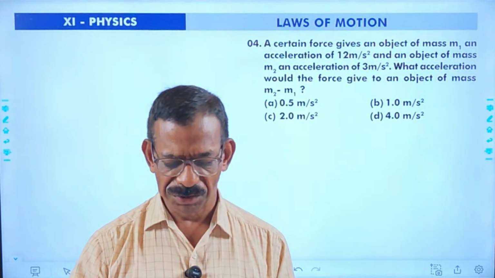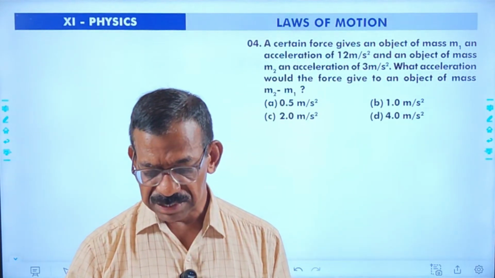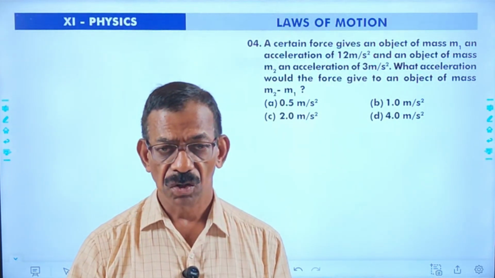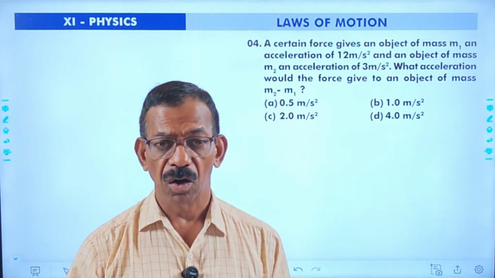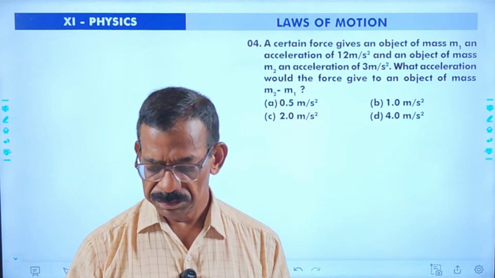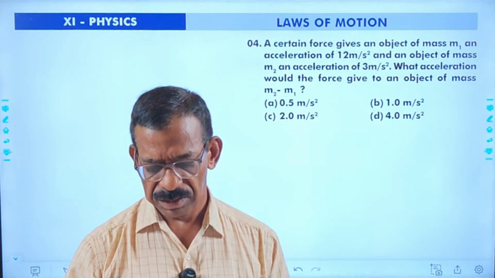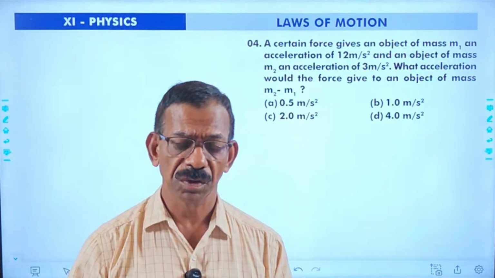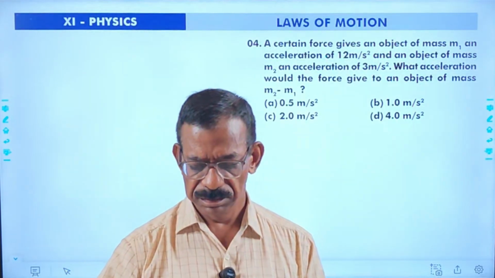Next is question number 4. A certain force gives an object of mass m1 an acceleration of 12 meter per second square and an object of mass m2 an acceleration of 3 meter per second square. What is the acceleration for the mass of m2 minus m1?